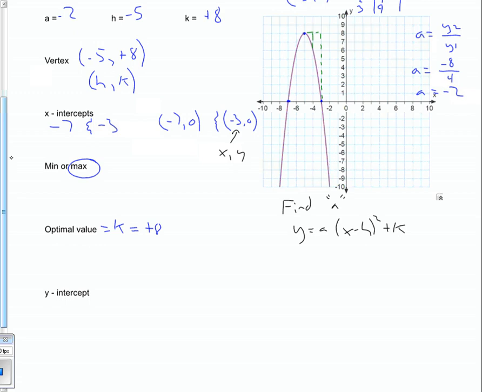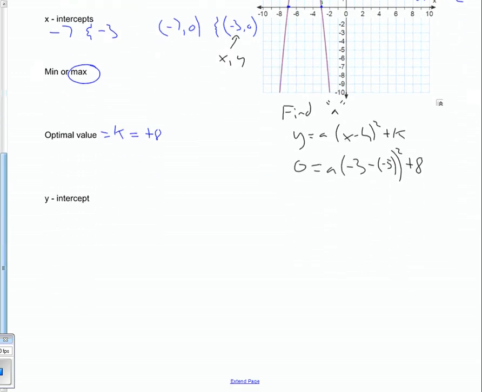So I'm going to use 0 as my y value. My a value is what I'm looking for. My x value is -3. I know that my h value, if I substitute in -5 as my h value, put in there, and then my k value is +8. Okay, so now what I need to do is simplify and then isolate the a term.